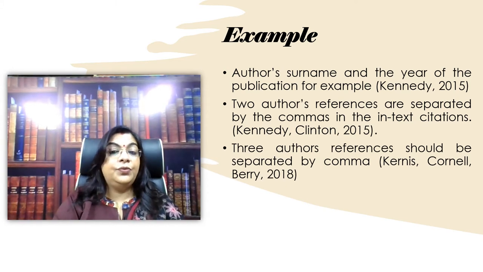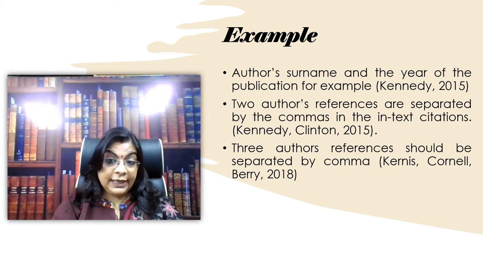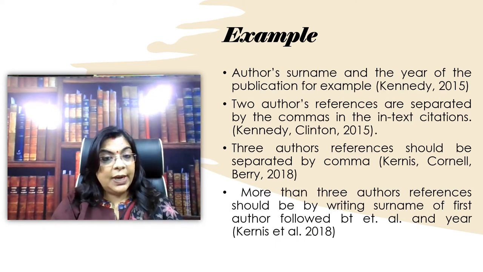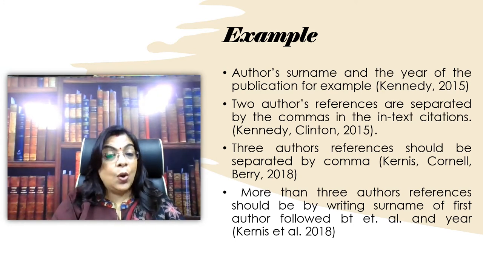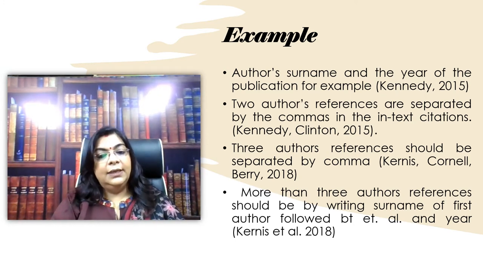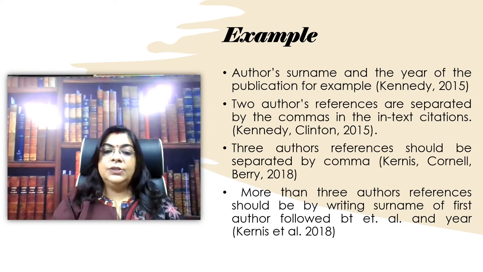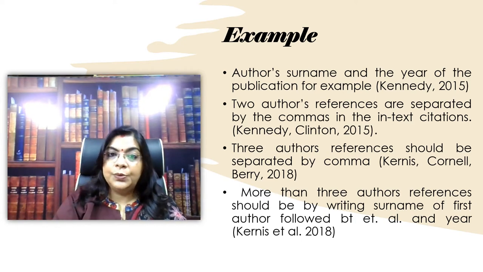Then if there are three writers, you can also write the names of the three writers by using commas and then the year. But if there are more than three writers, then you must write the surname of the first author, then write et al., and then the year. You do not have to write the name of every author because it is more than three. So you may write only the surname of the first author, then et al., and then 2018.